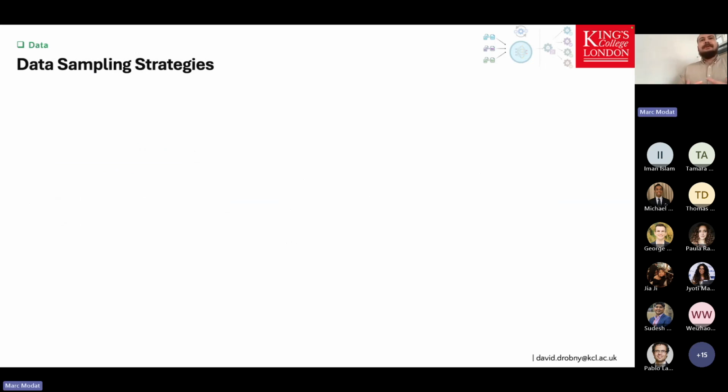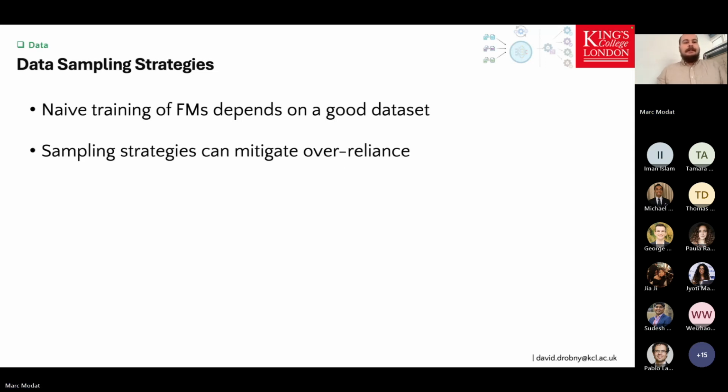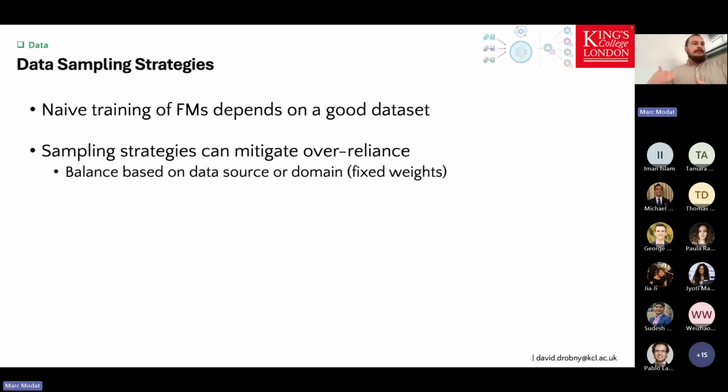So now that we have very large data sets, what do we do with them? How do we handle them? Because if we do a very naive training, it really depends on having a good data set. So the paradigm of garbage in, garbage out still pretty much holds. So we have to be a bit smart and we have to understand our data set. There are specific sampling strategies that mitigate the assumption that we have a great data set. I'm just touching upon them very briefly to give you an idea.